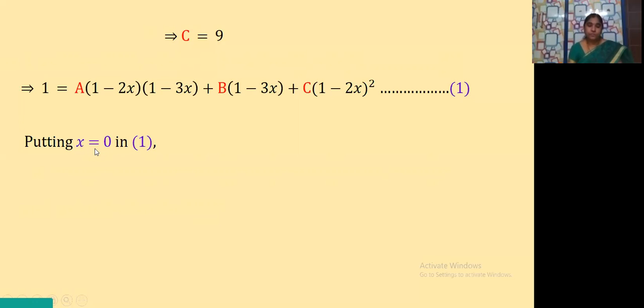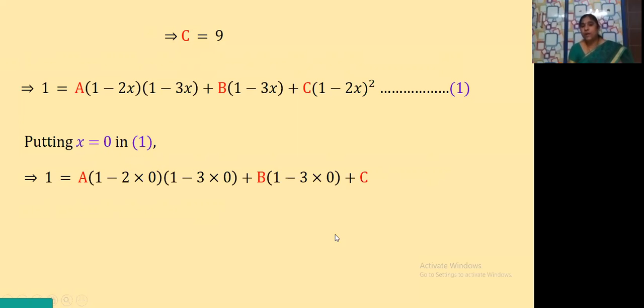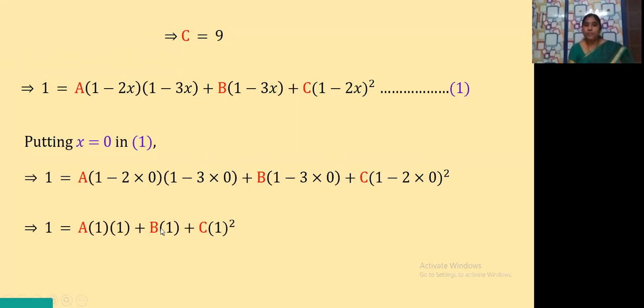Okay, clear? Now here 1 is equal to a into 1 minus 2 into 0 into 1 minus 3 into 0, plus b into 1 minus 3 into 0, plus c into 1 minus 2 into 0 whole square. Let us simplify this. 1 minus 2 into 0 is 0, no? So 1 minus 0 is 1. Similarly, 1 minus 0 is 1, plus b into 1 minus 0 is 1, that is b into 1, plus c into 1 minus 0 is 1 square here. Now 1 is equal to a into 1 is a, plus b, plus 1 square is 1, 1 into c is c.